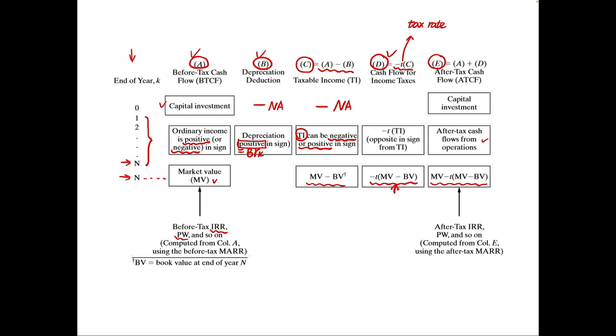So this is just a big table filled with equations, to teach you how to fill up this type of table. And then after you have this after-tax cash flow, you're going to use the PW method or whatever method you learned from chapters 5 and 6 to calculate if it's bigger than 0 or not, to determine if this is a sound project or a bad one.